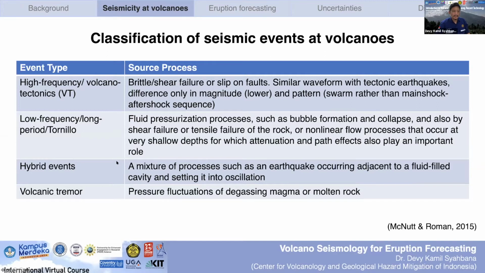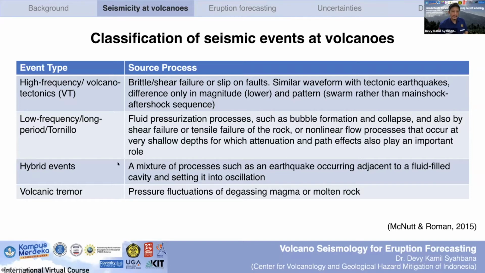The second one is low frequency or long period tornillo events. They are caused by fluid pressurization, like bubble formation and collapse, and also by shear failure or tensile failure of the rock, or nonlinear flow processes that occur at very shallow depth, mostly hundreds of meters below the crater surface.